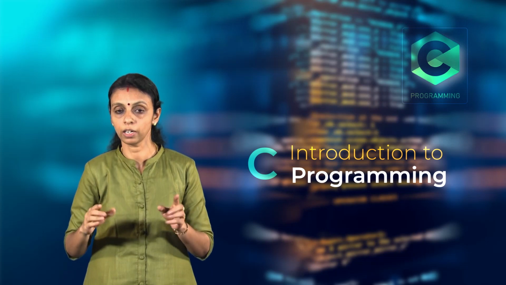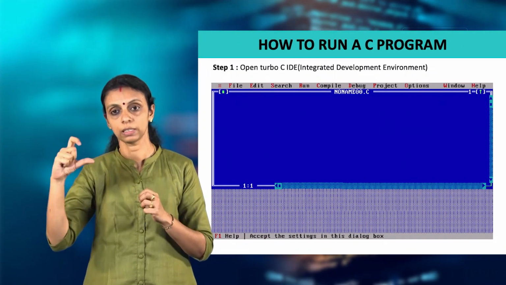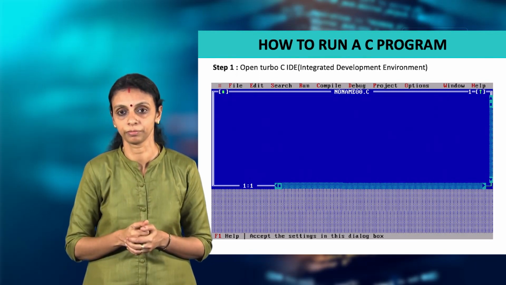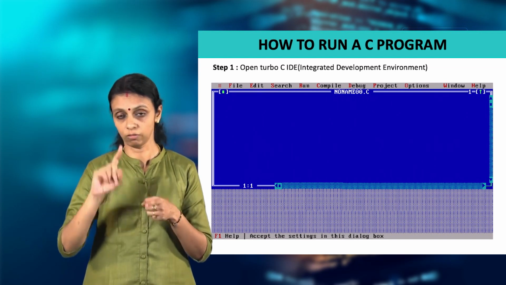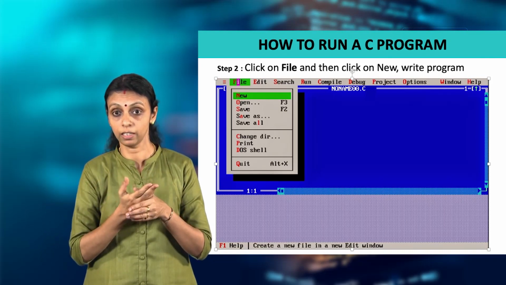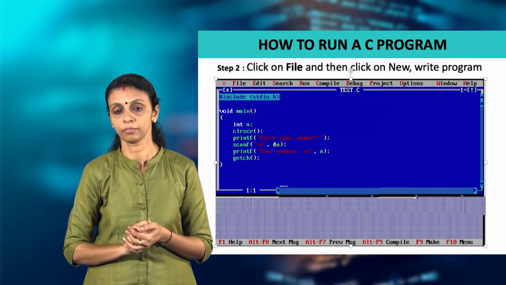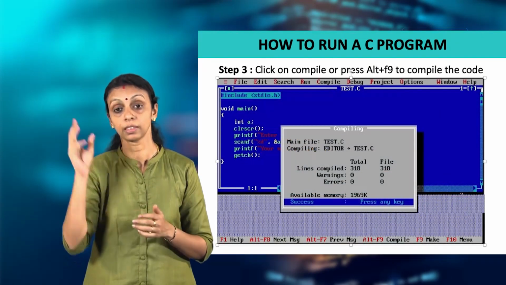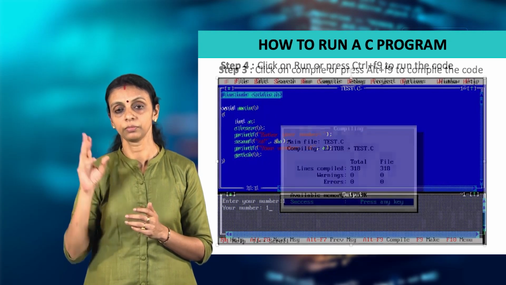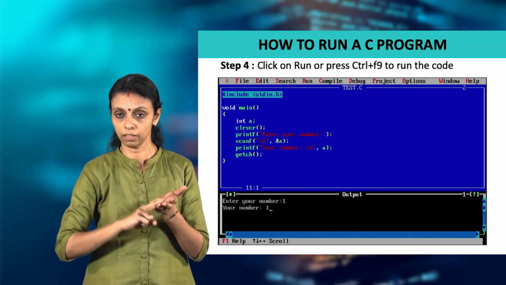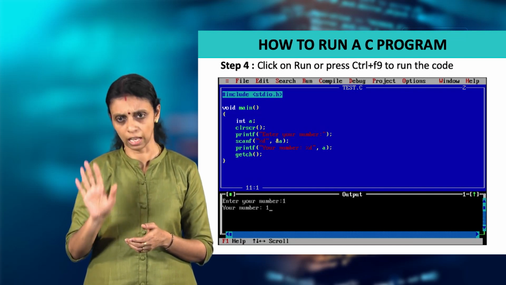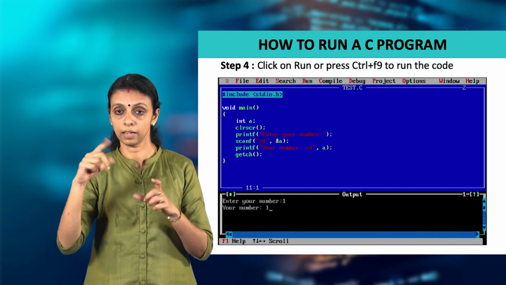How to run a C program? I recommend you to use Turbo C IDE. It is freely available over internet and is good for a beginner. Step 1. After installing, open Turbo C IDE. Click on File and then click on New. Step 2. Write the program. Step 3. Click on Compile or press Alt F9 to compile the code. Step 4. Click on Run or press Ctrl plus F9 to run the code. You can also use online compilers to try out the sample programs used in this lecture.